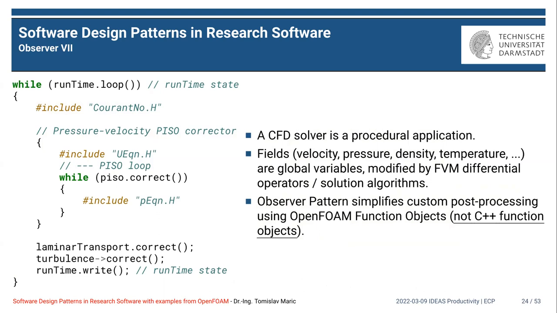Okay, another example of the observer and global data manipulation. So actually, the CFD solver is a procedural application. We initialize the runtime, we initialize the mesh, we initialize the fields, and then we have a while loop somewhere. So until the simulation time is done, run the simulation. So it's a kind of procedure, right? And this touches the question. The fields that we have, pressure, velocity, density, temperature, are all global variables. And those variables are modified by, in this case, finite volume method differential operators and solution algorithms for these equations. On the left-hand side, you see the momentum equation and the pressure equation. And I think it's from the PISO algorithm.